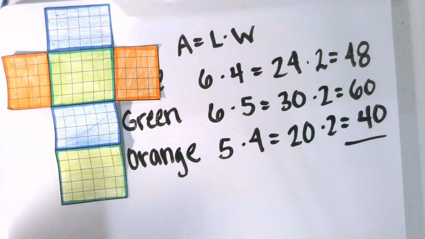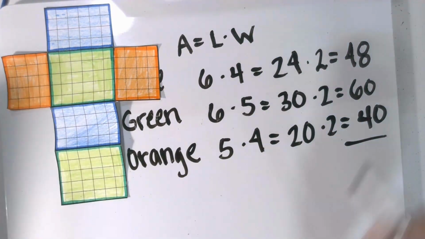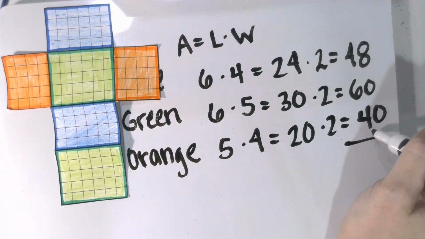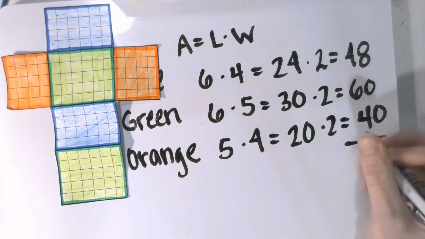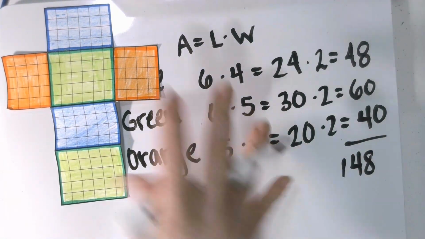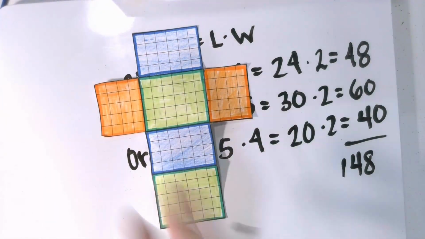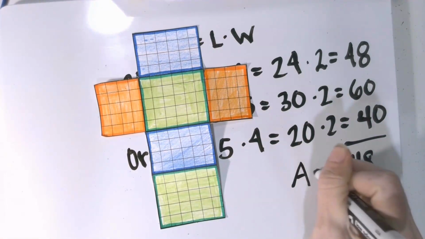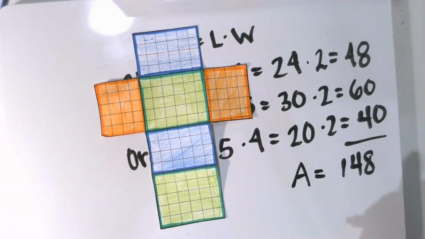Okay, so if I added all of these up, 60 plus 40 is 100, plus 48, that gives me 148. So my surface area for the entire net, for the whole thing, is 148.